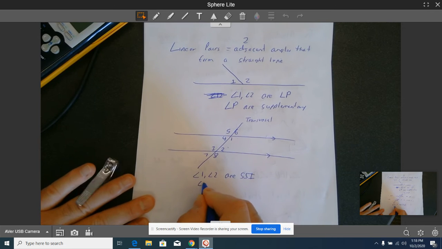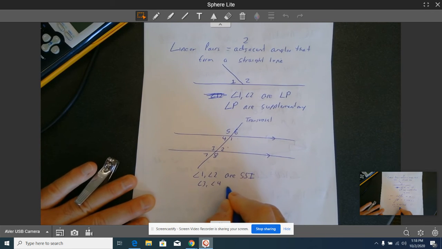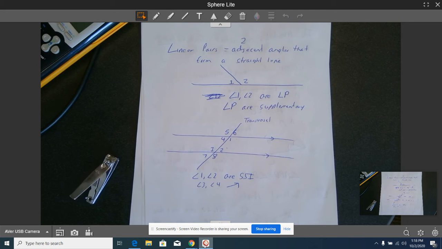3 and 4 are also same side interior angles.